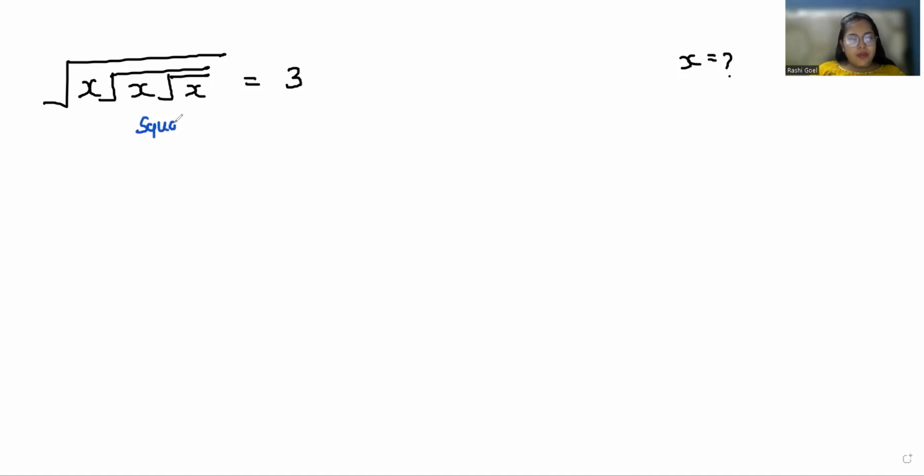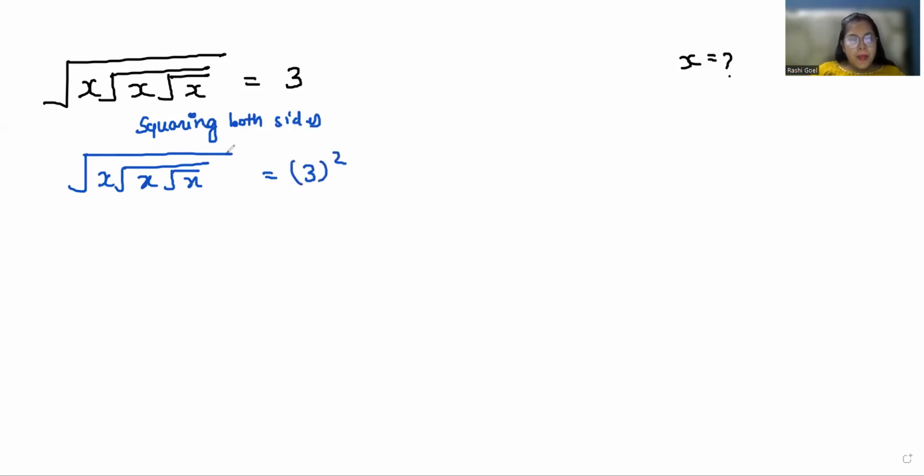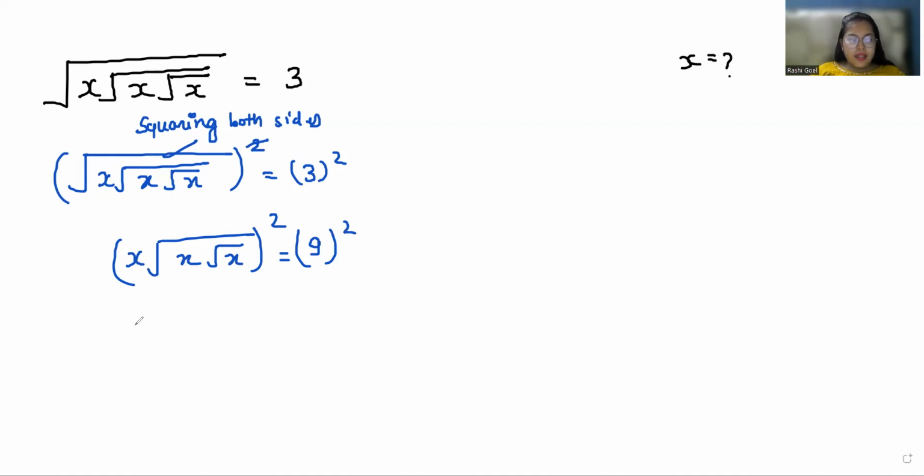First I am squaring both sides. With the help of this, the square root eliminates. So x times √x is equal to 9. Now again I am squaring both sides. So first is x squared, and with the help of this the square root eliminates. So x√x is equal to 9 times 9.